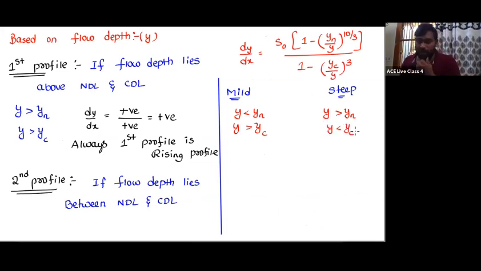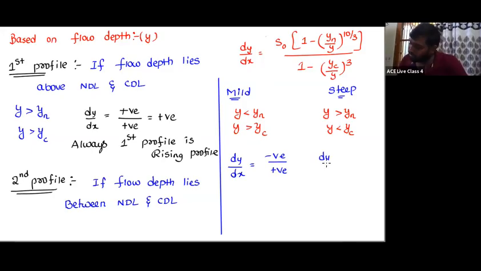Now what happens to the dy by dx? When Y is greater than YN, I hope you understood this point. This is one point. If you understand that, then you can get anything. If Y is greater than YN, YN is less than Y, so this total value is less than 1. 1 minus less than 1 is positive. If Y is greater than YN, the numerator is positive. If Y is less than YN, the numerator is negative. If Y is greater than YC, the denominator is positive.